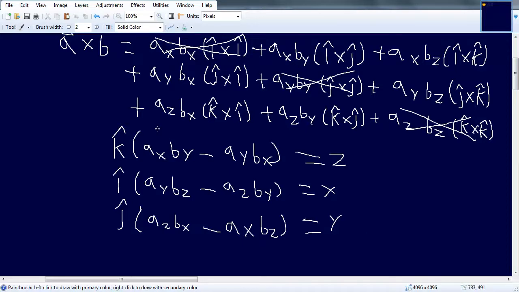And really, since these unit vectors right here represent the axis, I can effectively just get rid of them and say that these all equal the x, y, and z components of the final vector. So there you go. That's the cross product equation for arbitrary vectors. I know, it's big and complicated, but don't worry.